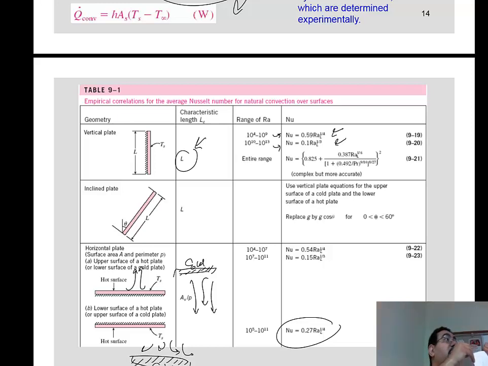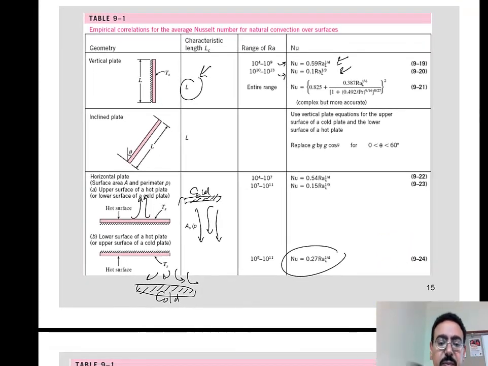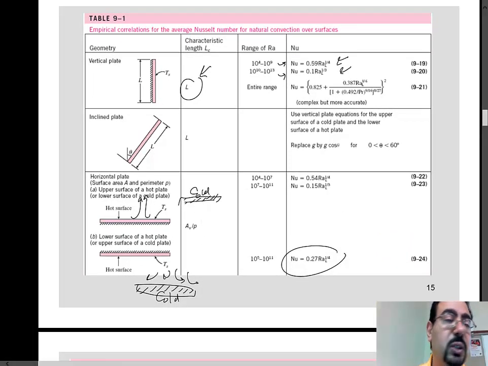But if this length, rather than 4, becomes 100, it makes a difference. The boundary layer thickness becomes really big. The flow could become turbulent after a while. So it's that length that makes the difference. Anyway, for us it's much easier because the table is saying the vertical length is the characteristic length.